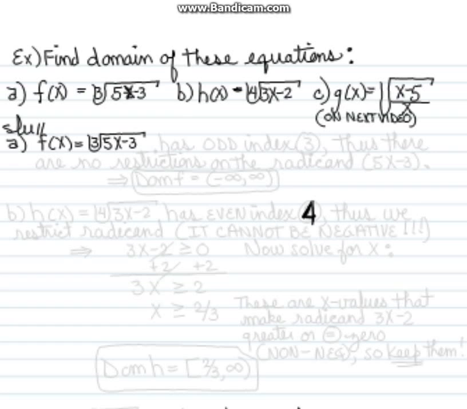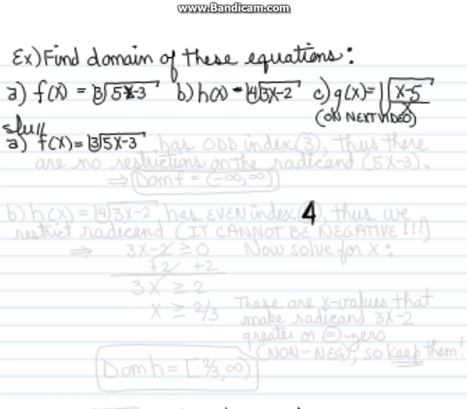Let's find the domain of these equations. The first equation is function f of x equals the cube root of 5x minus 3. Part B is h of x equals the fourth root of 3x minus 2. And part C is g of x equals the tall square root of x minus 5 over x.